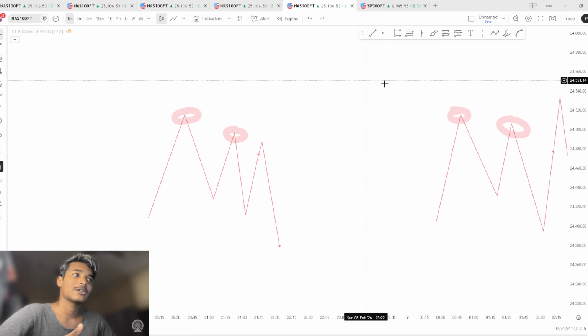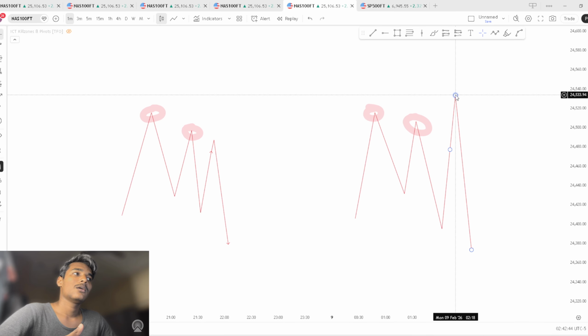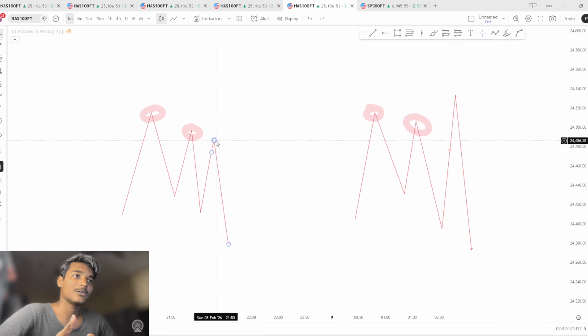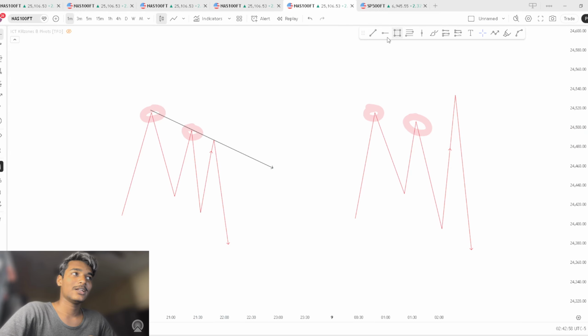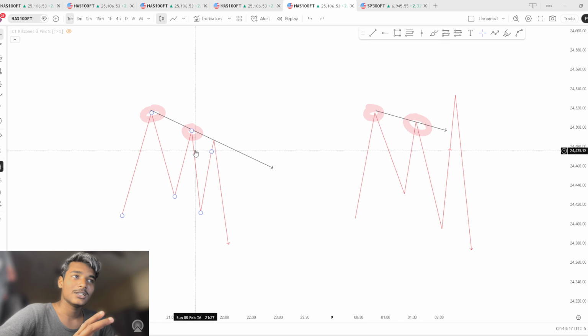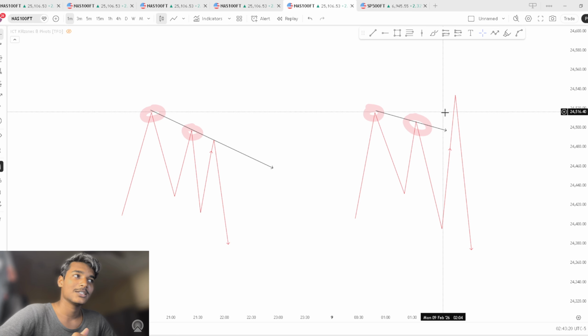So this is called a high resistance liquidity point, and this is called a low resistance liquidity point, because we can see here is a trend line liquidity, and here is also trend line liquidity, but this high swept the highs that are on the left side of it. So this is a low resistance liquidity and this is a high resistance liquidity.